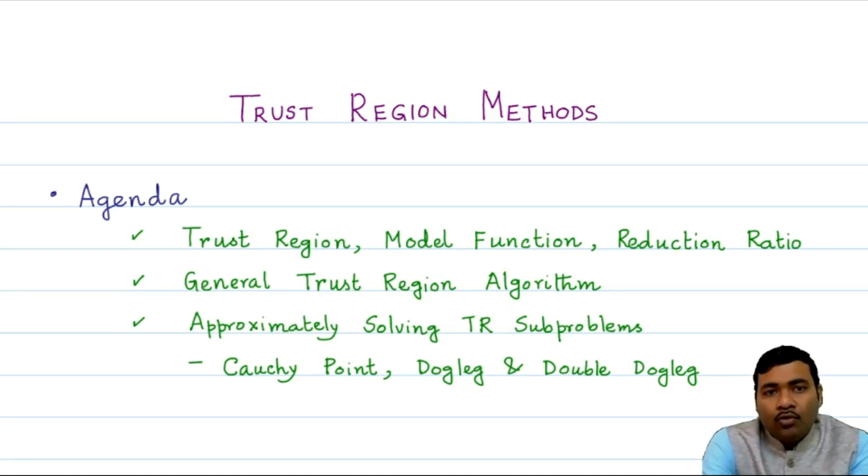In realizing global convergence of trust region algorithms, we will see that only an approximate solution to the trust region subproblems will suffice, and therefore in the third agenda we will attempt to approximately solve trust region subproblems, where we will first describe the concept of Cauchy point. With the help of the notion of Cauchy point, we will describe two particular trust region methods in this lecture. Those are dogleg and double dogleg techniques.